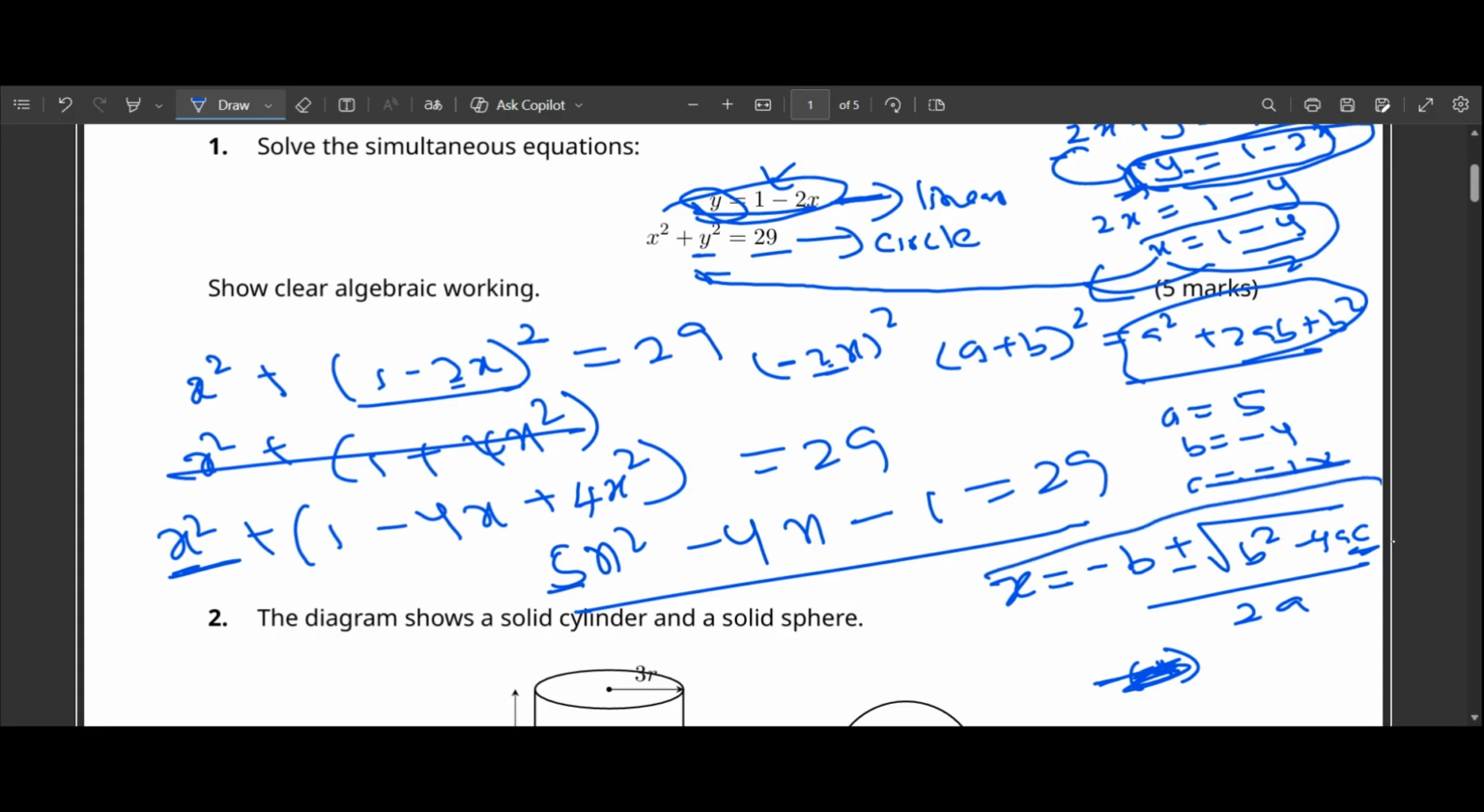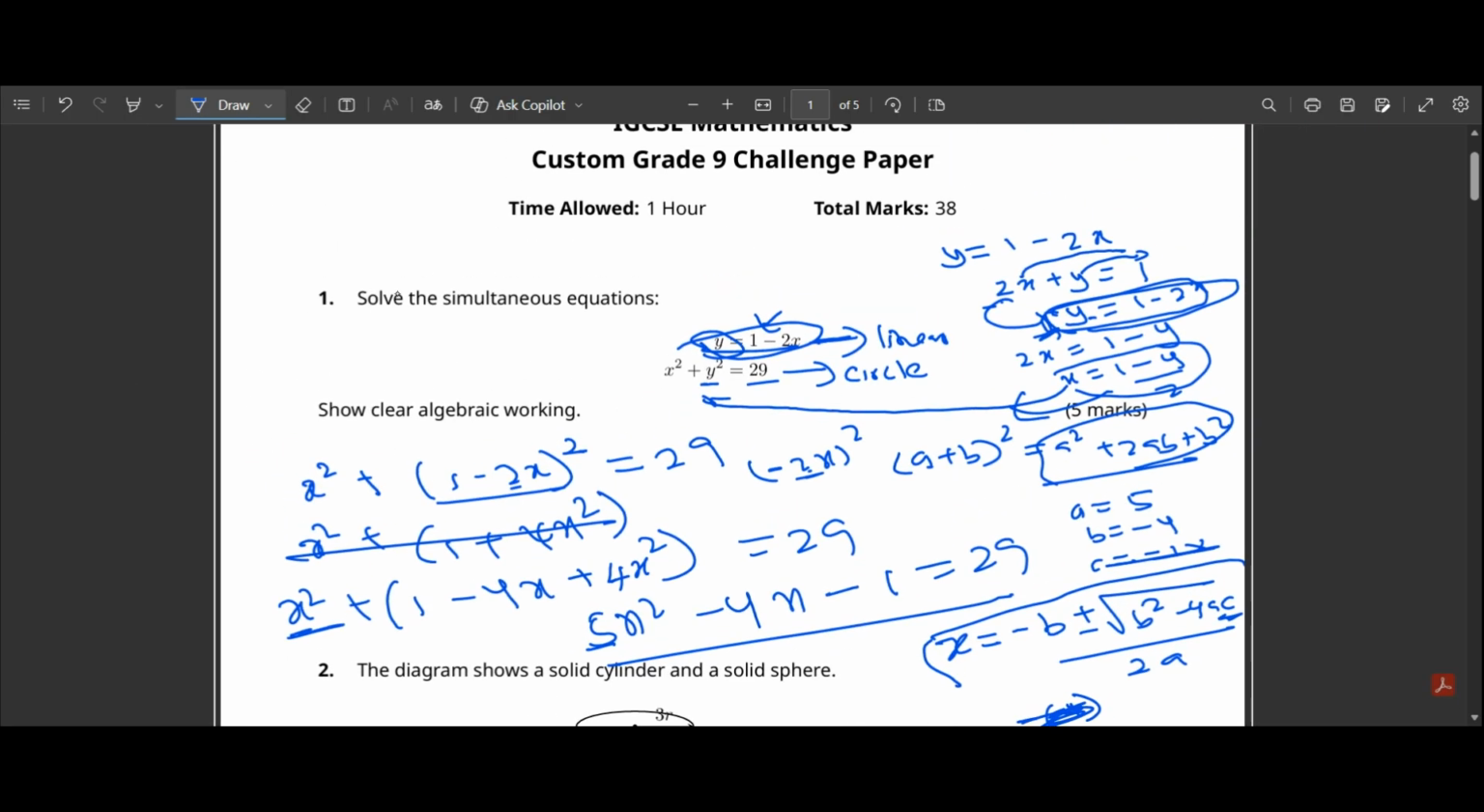Because we can use this quadratic formula only when it is equal to 0. Wait, I'll show you. So 5x squared minus 4x minus 1 equal to 29. What I did was I quickly put x is equal to this formula and tried to find x. But you can use the quadratic formula only when the right side is 0. So you should take this 29 to the left side, so it will be 5x squared minus 4x minus 1 minus 29. So that would be 5x squared minus 4x minus 30 is equal to 0.